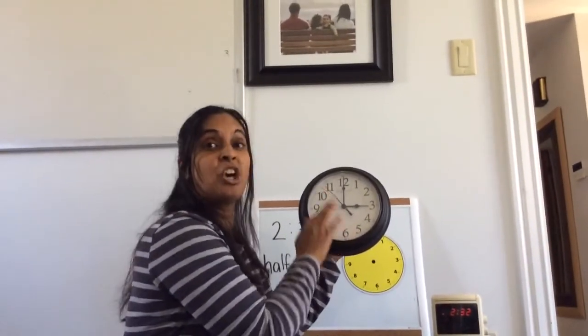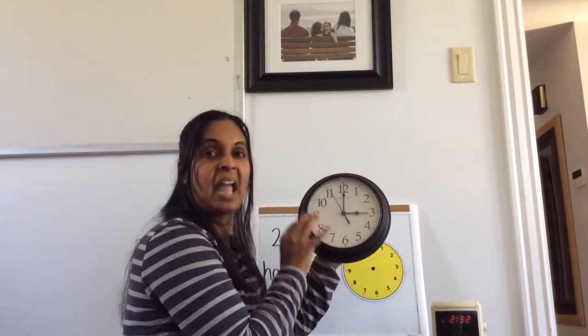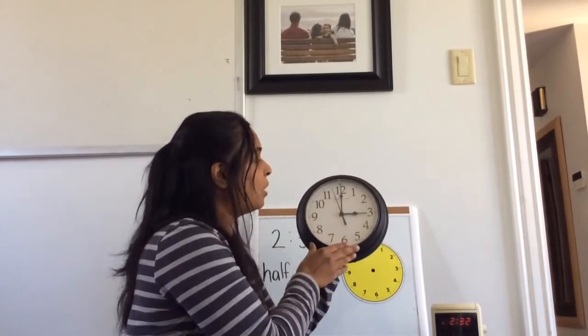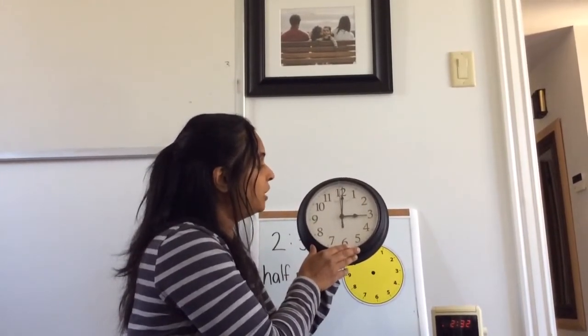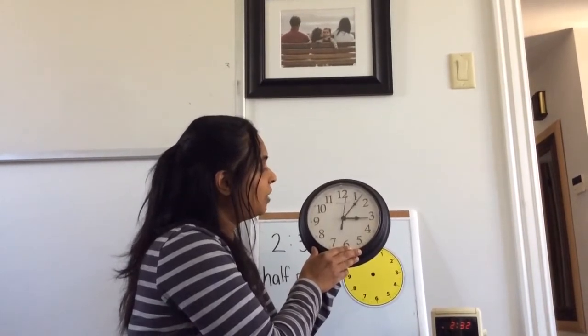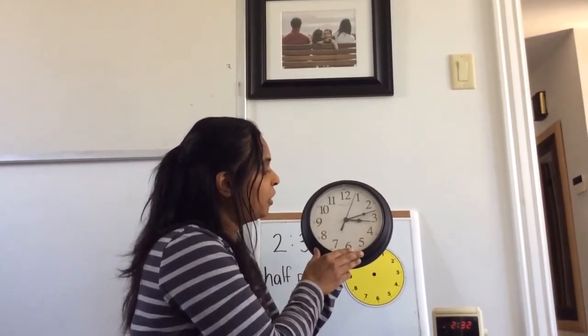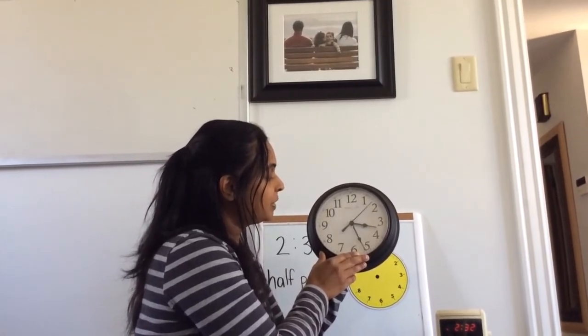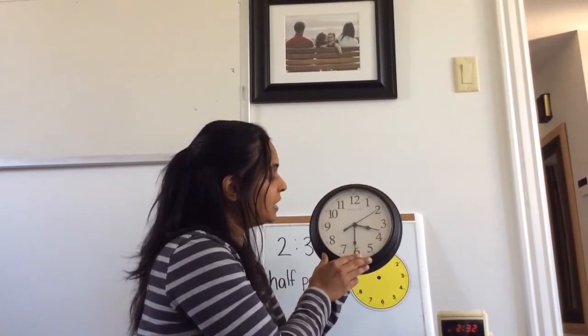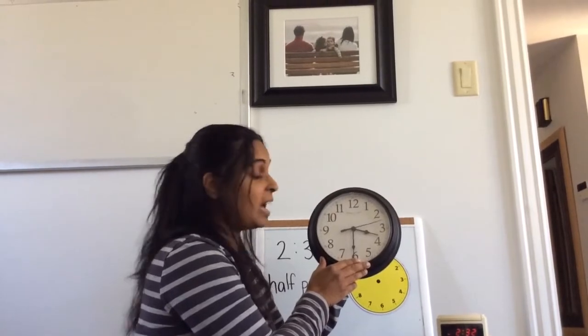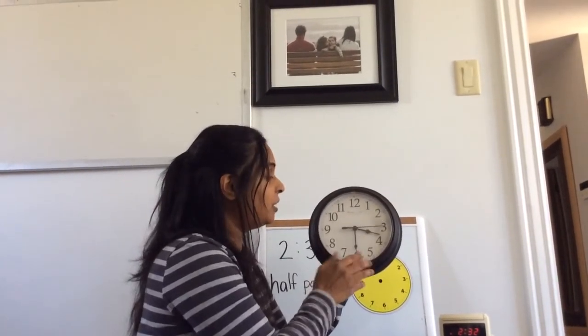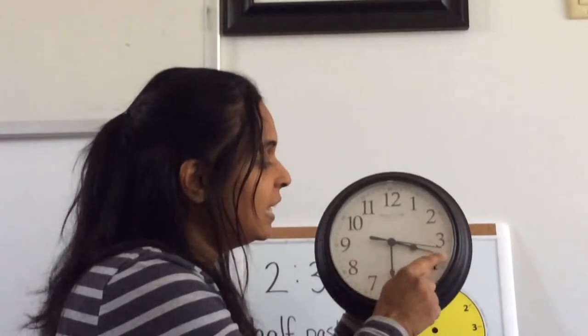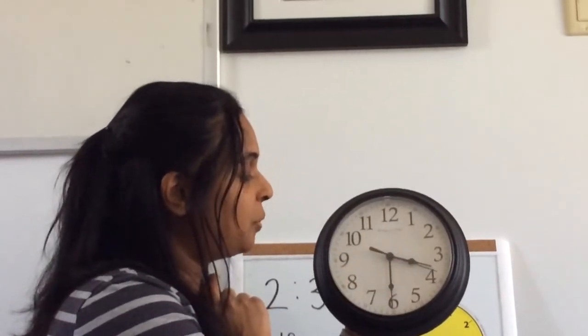Now, if I want to go halfway around the clock for my half past time, then I want to get to 3:30. So I'm going to move that long hand till it is halfway around the clock, which means it'll be at the 6. And there it is at the 6. We are now half past 3, or 3:30. And my short hand is right in the middle of the 3 and the 4.